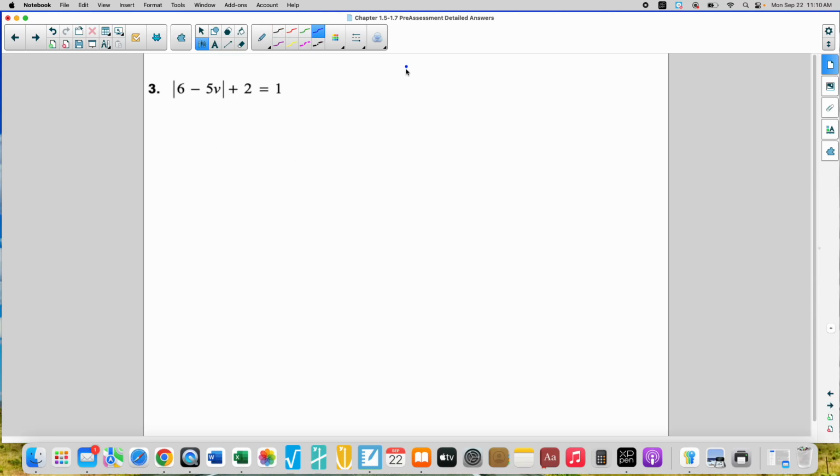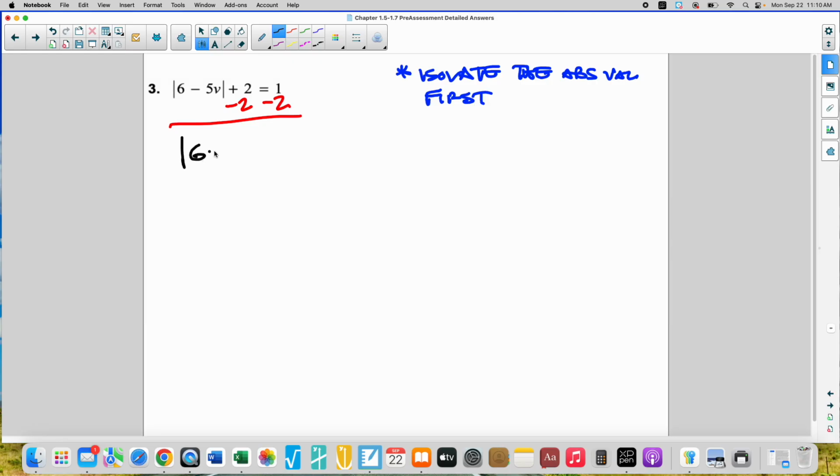All right, here we have to remember to isolate the absolute value first. We have to get it by itself before we look at its distance. So we're going to subtract 2 from both sides. We get the absolute value of 6 minus 5v equals negative 1.